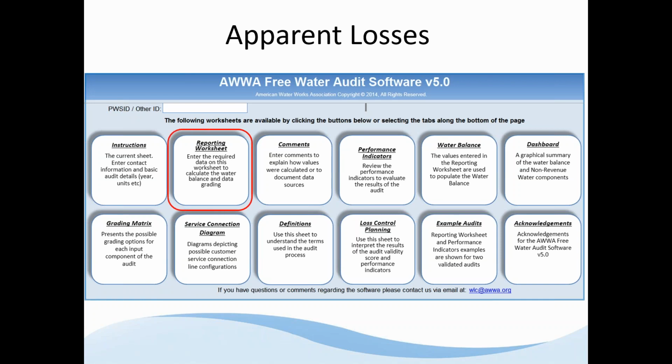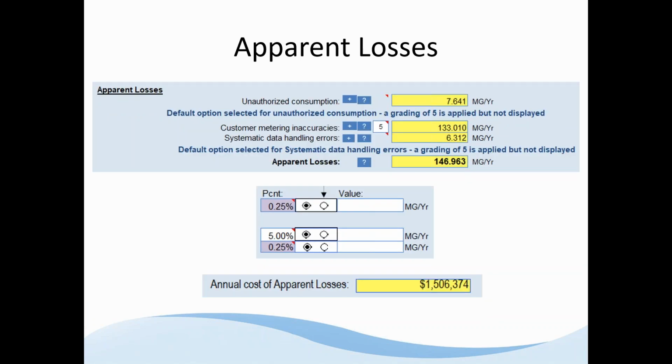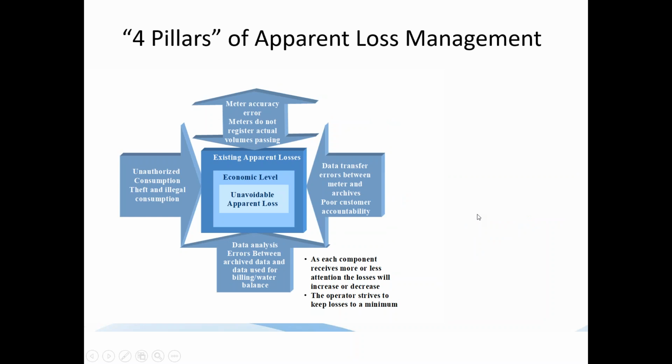So when we talk about apparent losses, this is an important area in the reporting worksheet. We look at this money, and that's the biggest thing, the money, and how can we recover that 1.5 million? How do we get that back into our pocket? And that's through testing programs, new AMI systems. So you look at your 4 pillars of apparent loss management: meter accuracy errors, data transfer errors, data analysis errors between things, unauthorized consumption, theft of service.